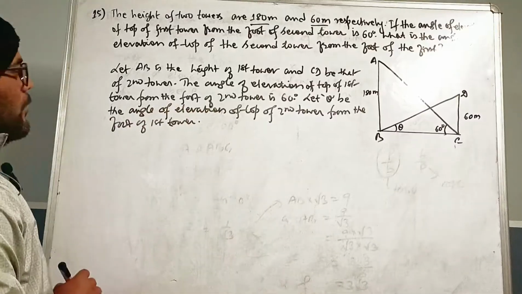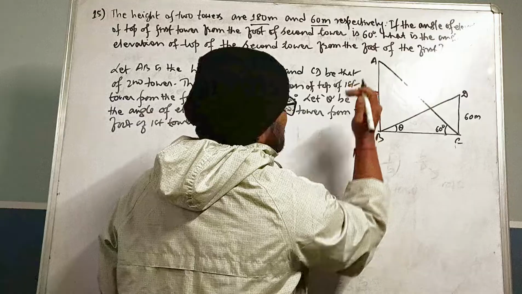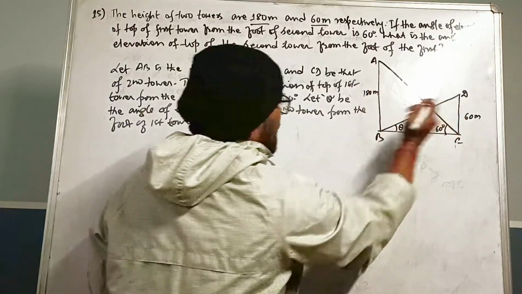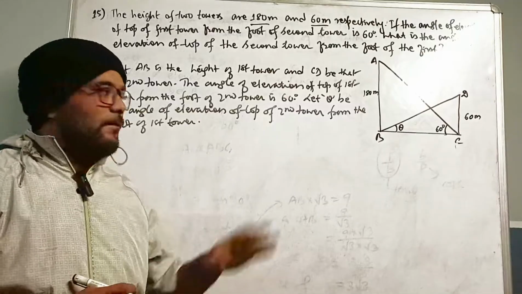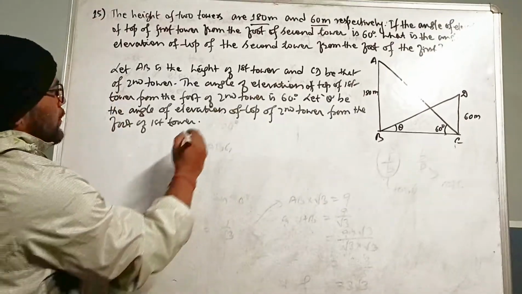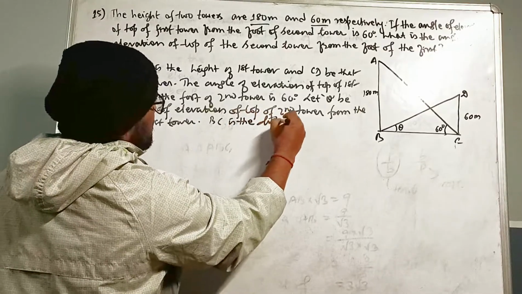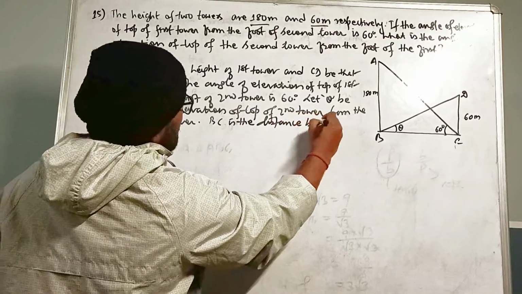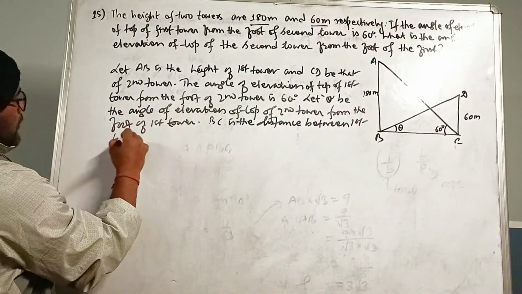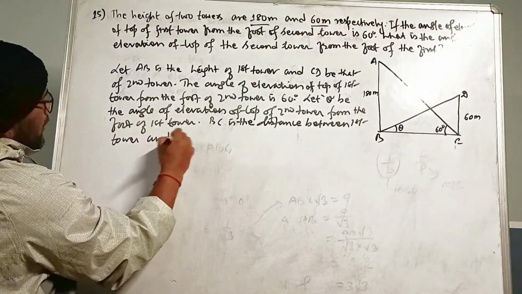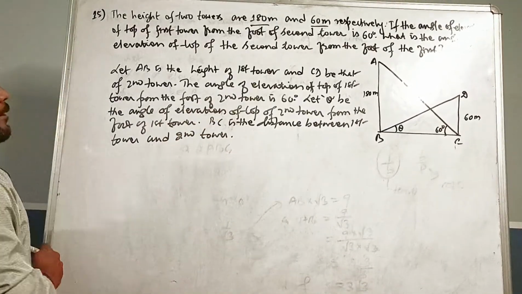Got it? So what is BC? BC is the distance between the first tower and second tower. Okay, so BC is the distance between first tower and second tower. Clear?